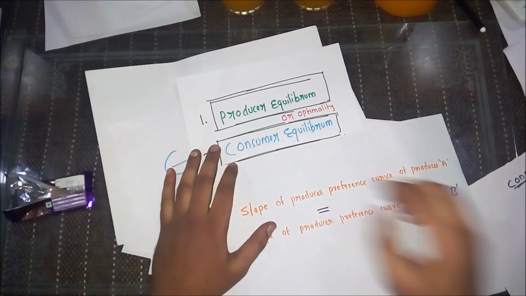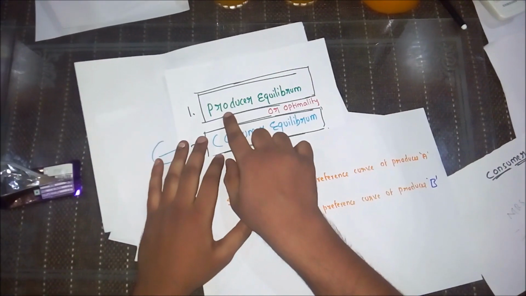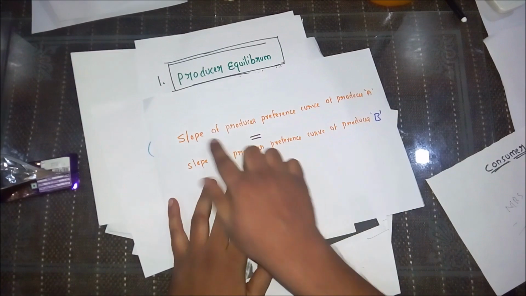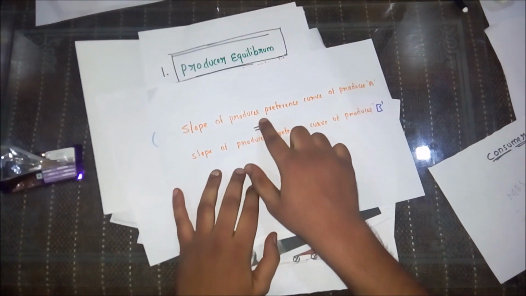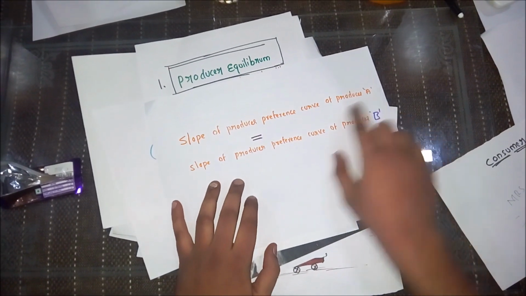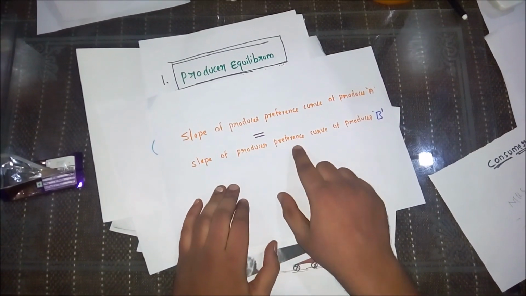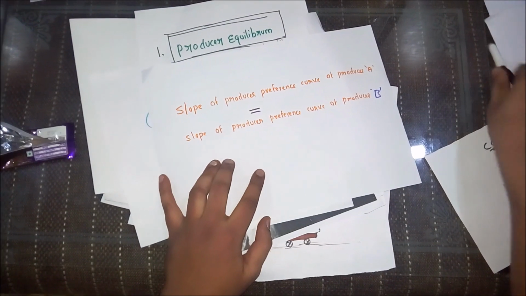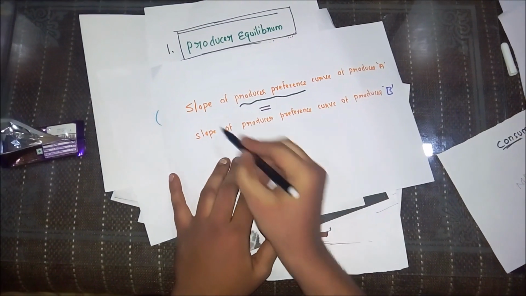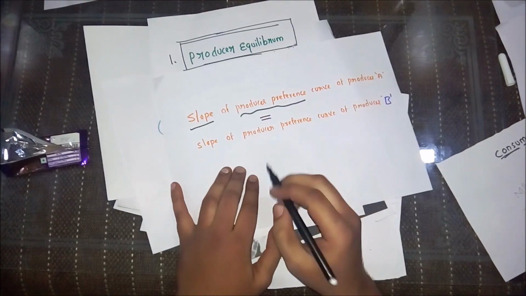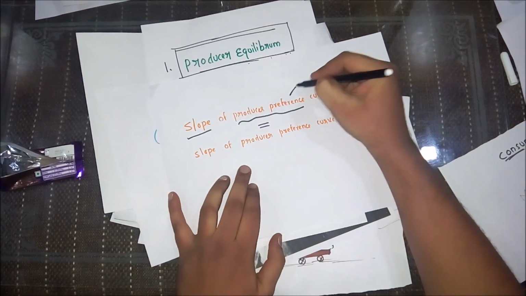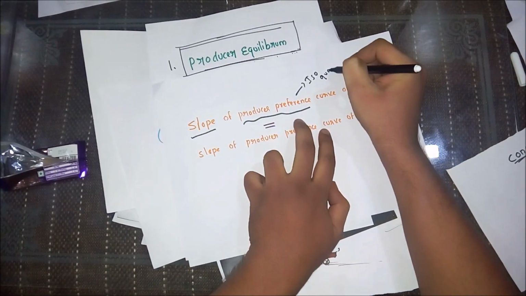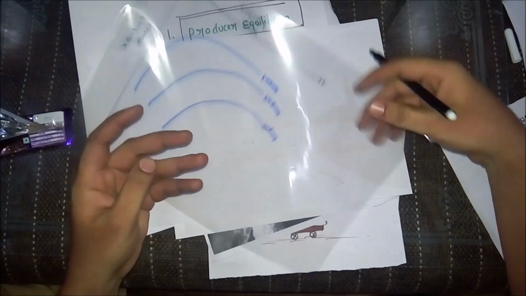Producer attains the equilibrium, or will attain the producer optimality, when the slope of the producer preference curve of producer A is equal to the slope of the producer preference curve of producer B. Now you might be wondering, what is the producer preference curve and what is its slope? Now let me explain the producer preference curve, which is also known as the isoquant curve. Now the isoquant curve looks something like this.